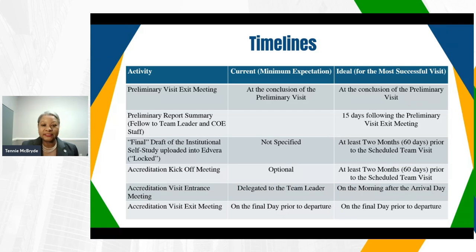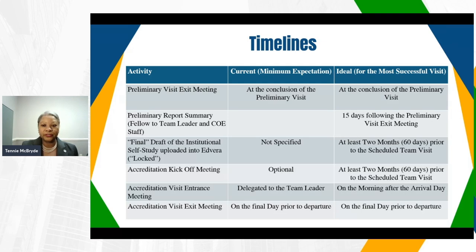Now, during the stage of the accreditation visit exit meeting, the team leader, in conjunction with the chief administrator, will schedule the accreditation visit exit meeting with the team members. The team leader will also determine with the team members the nature, the method, and the time of the presentation of the exit report. The exit report is an overview of the findings of noncompliance, suggestions, and commendations.